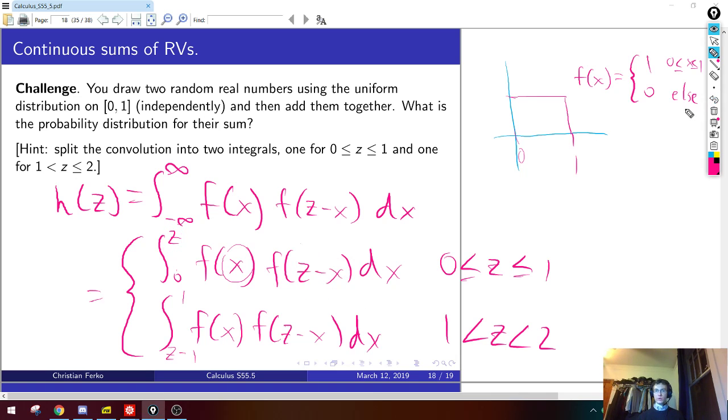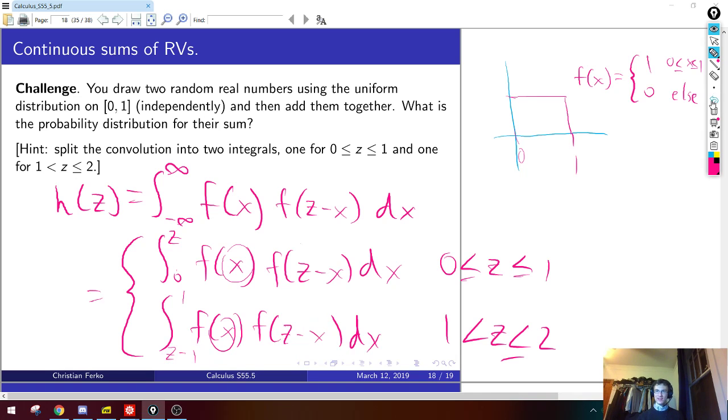But if z is between 1 and 2, then x can only run from z minus 1 up to 1. This should be less than or equal to. Because then x is between 0 and 1, and z minus x, since z is between 1 and 2, will also be between 0 and 1, because x can be at least z minus 1, and z minus 1 is 1. Alright, I'm messing this up, but anyway.